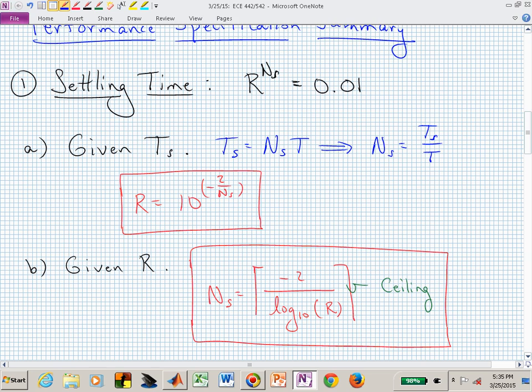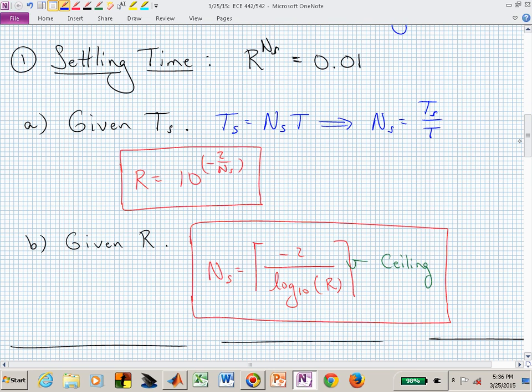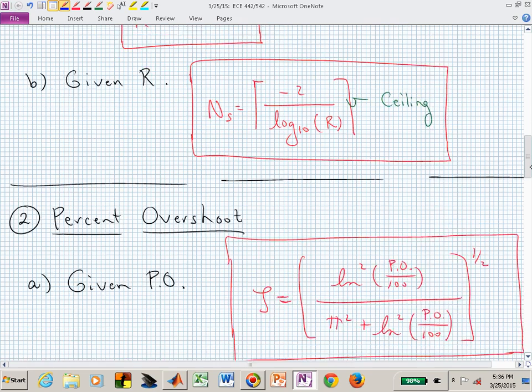Given T sub s, we can then pull out, if we need to, the number of samples, capital N sub s. Once we have that, boom, our radius is given by raising 10 to the minus 2 over N sub s, all of that coming from the black equation up above. If we're given R, then we can back out the number of samples using that same relationship, just solving for N sub s instead of R. That's this settling time specification.